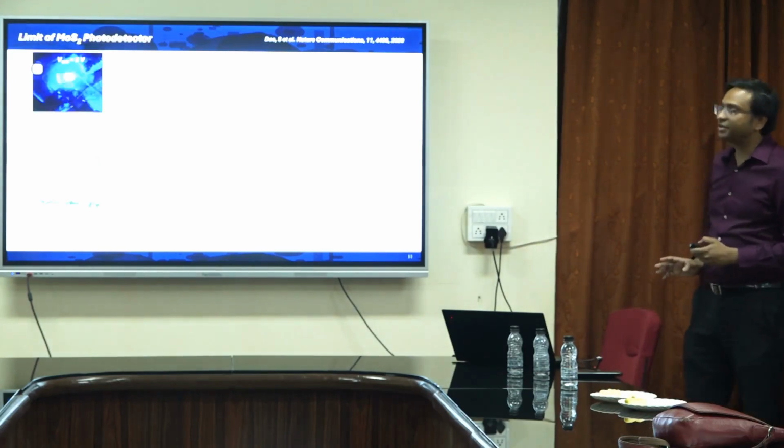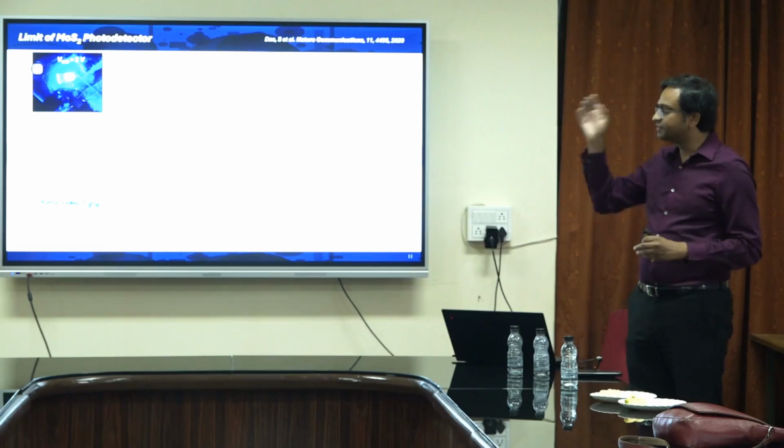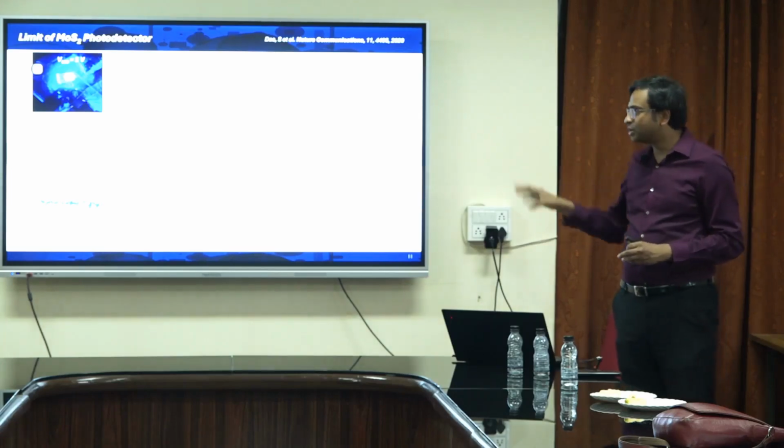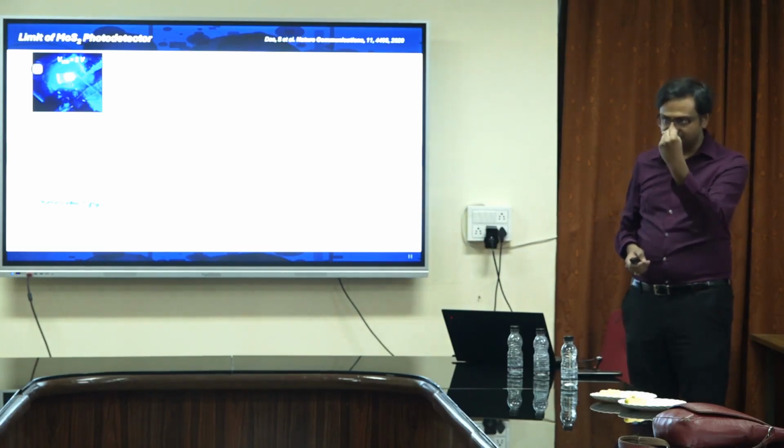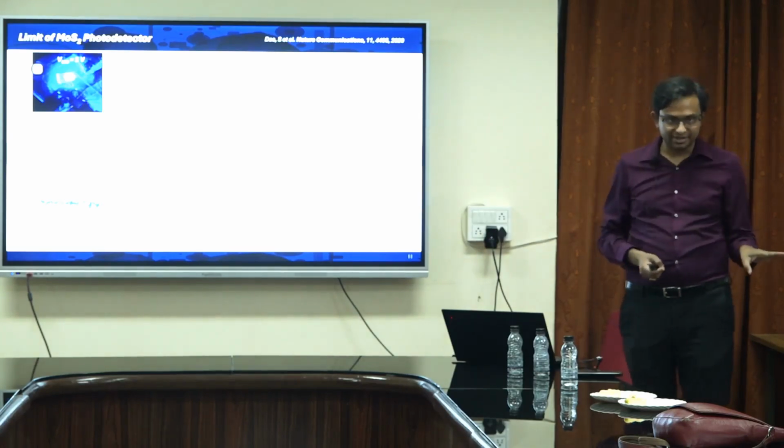Okay, now the limit of photodetection in MoS2 photodetectors. This is where we are going to go into neuromorphic aspects. After some time, if the light intensity becomes very low, I should not be able to detect the light. That is the limit of photodetection using any device, right?